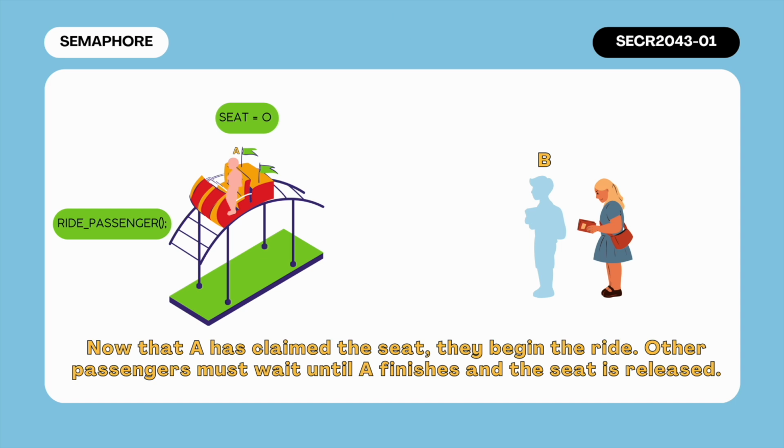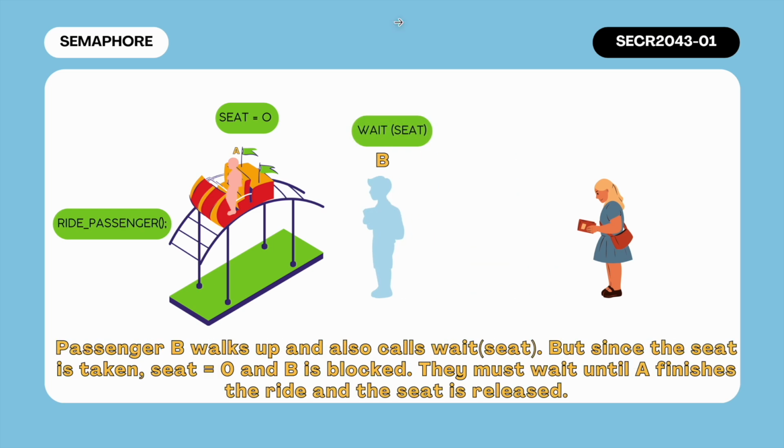Other passengers must wait until A finishes and the seat is released. Passenger B walks up and also calls wait seat, but since the seat is taken, seat equals 0 and B is blocked. They must wait until A finishes the ride and the seat is released.